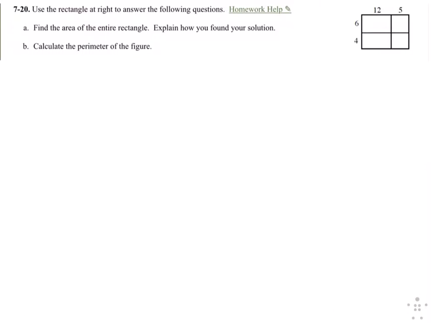Okay, 720 says use the rectangle at the right to find. So here's a rectangle. They give us these, actually it's 4 rectangles. They give us some dimensions. Find the area of the entire rectangle.